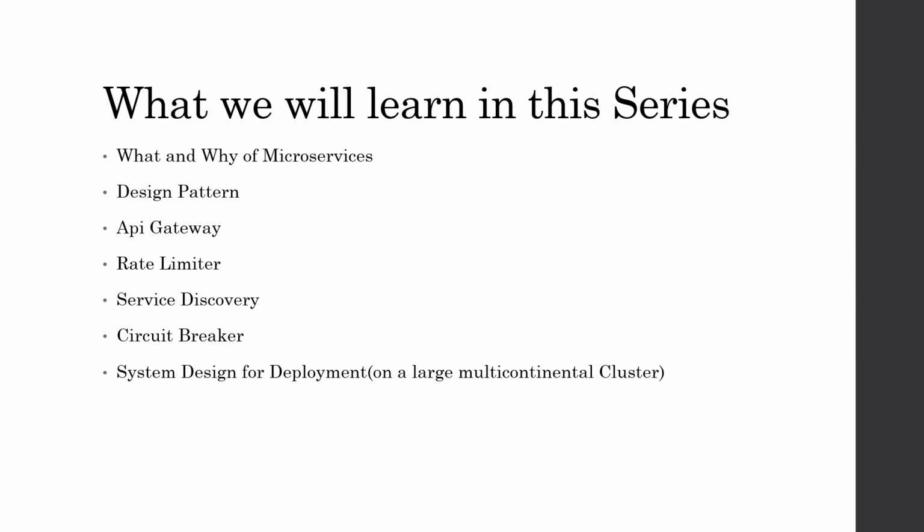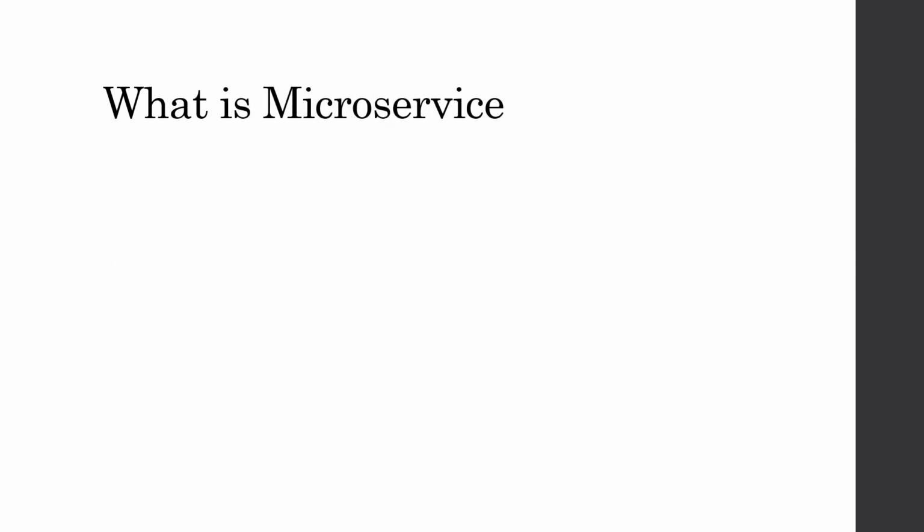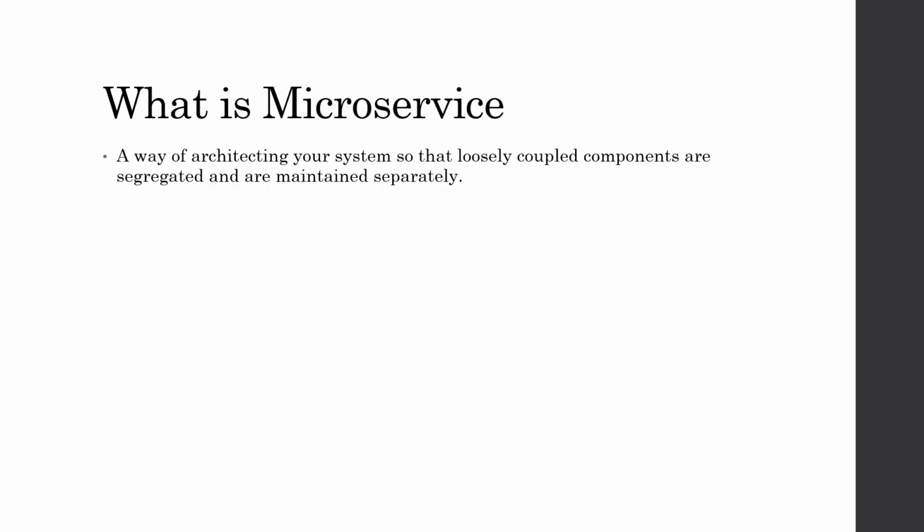So let's jump into the what and why of the microservice. So the question comes, what is a microservice? There are so many definitions available, but in gist, a microservice is a way of architecting your system in which you segregate your loosely coupled components. So all the components that are loosely coupled, you segregate them and you maintain them separately.